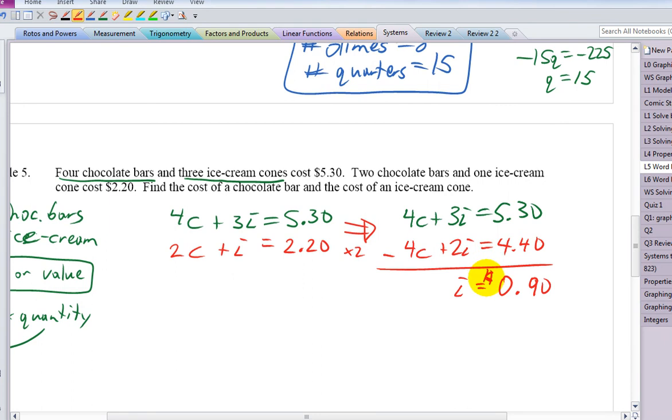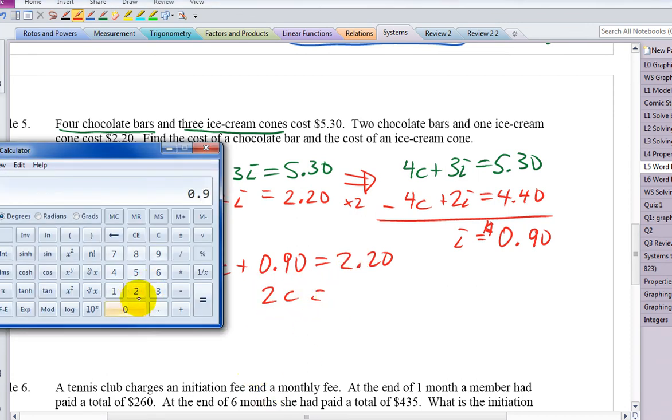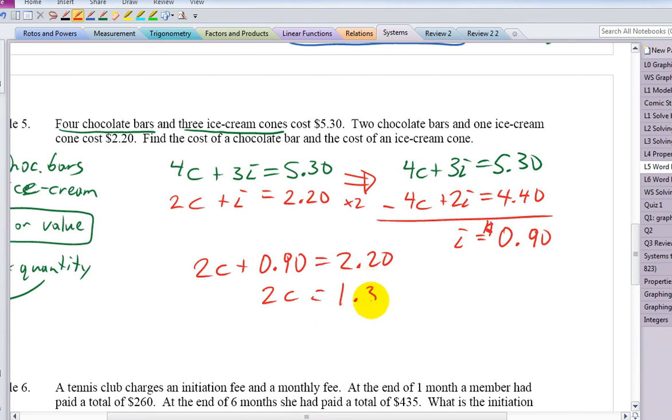Detention, small gym. Sorry. I is 90 cents for the ice cream cone. How much for the chocolate bar? 65 cents. Let's see if Pinto's right for a change. Okay, she's always right. No, not all the time, actually. Only when she does her homework, apparently. It's $1.30. Oh, you guys are paying attention.